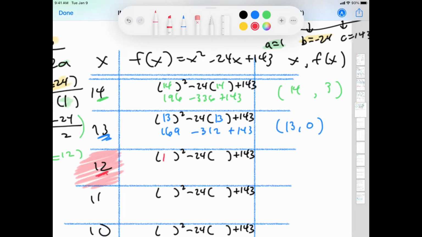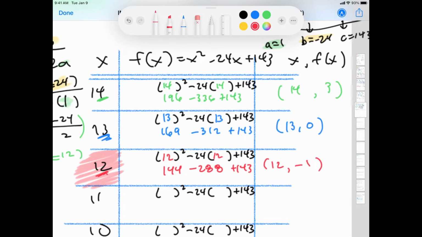Okay, let's do this one over here. We got 12. 12 squared is 144. Negative 24 times 12 gives me negative 288 plus 143. Remember, when you're putting into your calculator, sometimes they have a negative button, different from subtraction, and some calculators can actually do both. So if you get some kind of error, sometimes that's what it is. And I get negative 1. When x was 12, y is negative 1.